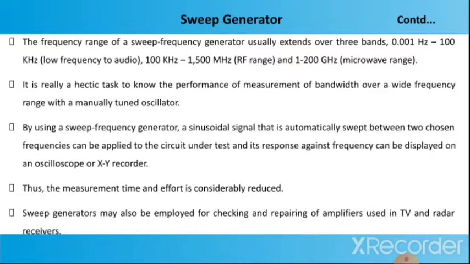It is really a hectic task to measure performance and bandwidth over a wide frequency range with a manually tuned oscillator. By using a sweep frequency generator, a sinusoidal signal that is automatically swept between two chosen frequencies can be applied to the circuit under test, and its response against frequency can be displayed on an oscilloscope or XY recorder. Thus, the measurement time and effort is considerably reduced. Sweep generators may also be employed for checking and repairing of amplifiers, which are used in TV and radar receivers.